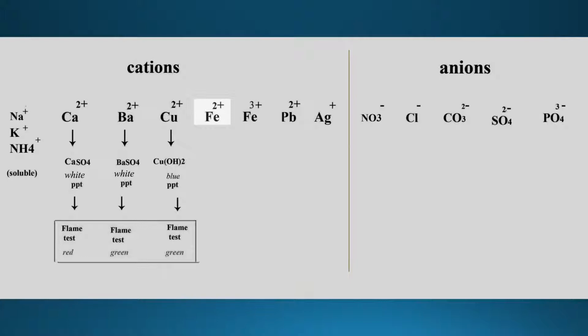Fe2 plus, green. Fe3 plus, brown. What did you test with? PbI2, bright yellow, fluorescent yellow. Ag, test with AgCl, darkening in light.